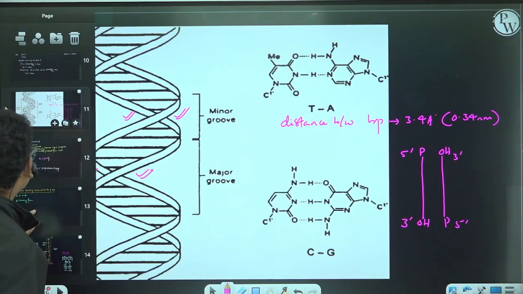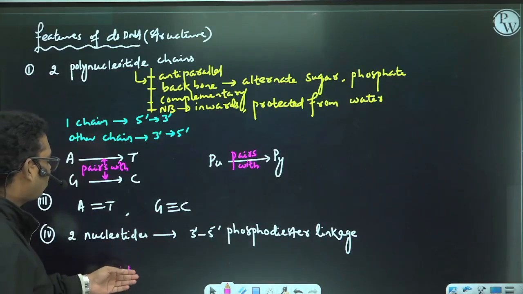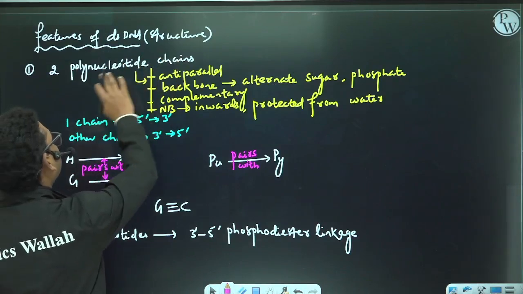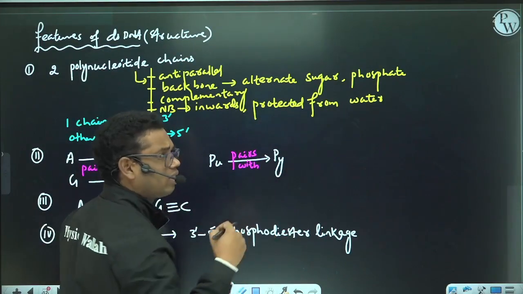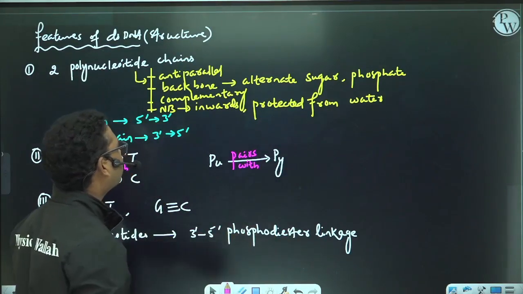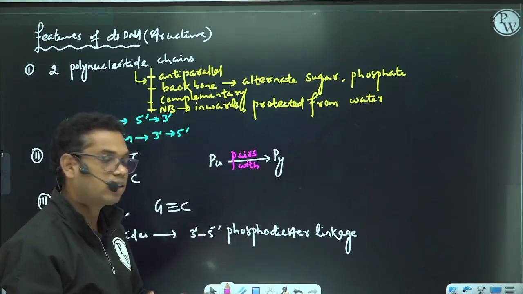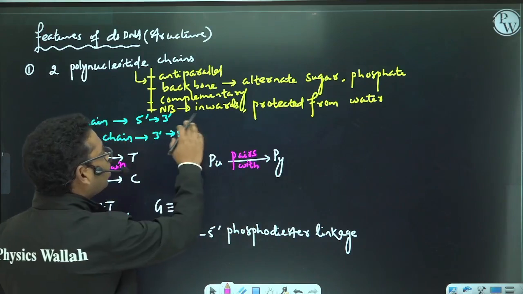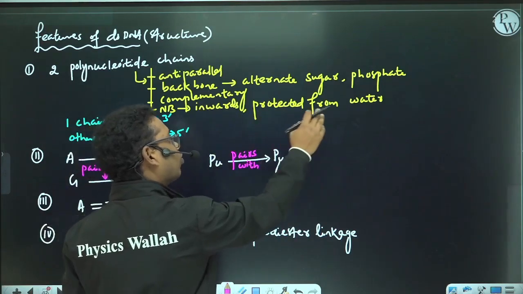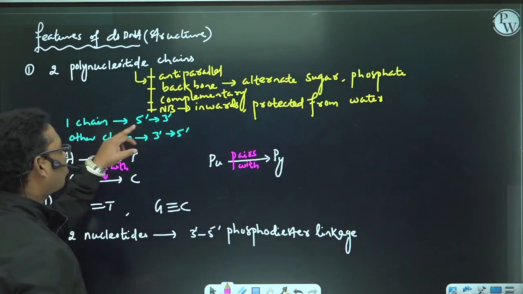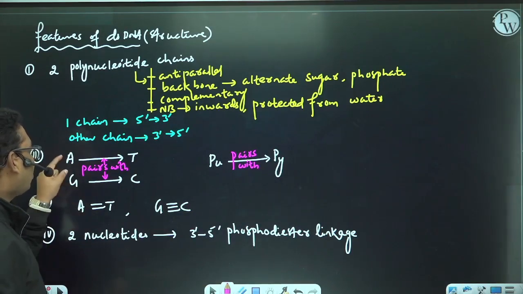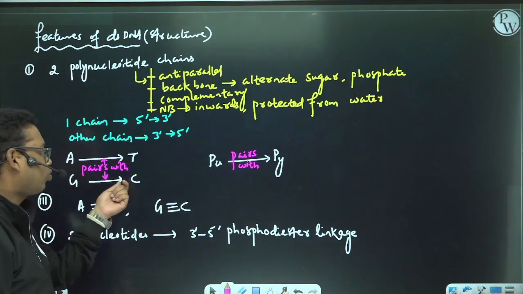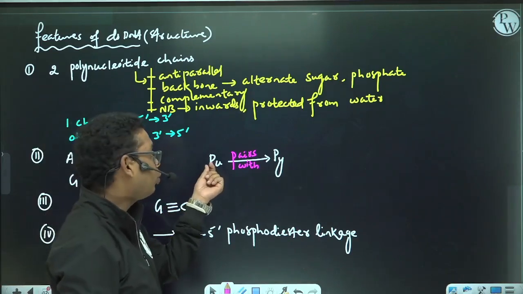And what are the forces which are responsible for stabilizing it? Okay, so here those points I have mentioned. The DNA consists of two polynucleotide chains. They are antiparallel to each other. The backbone consists of alternate sugar and phosphate. They are hydrophilic, which is why they interact with the external water. They are complementary to each other. The nitrogenous bases are present on the inner side, and they are protected from the outer water. One chain has 5' to 3' polarity, whereas the other chain has 3' to 5' polarity. In a double-strand DNA, adenine always pairs with thymine and guanine always pairs with cytosine, and that is why I can say purine always pairs with pyrimidine.